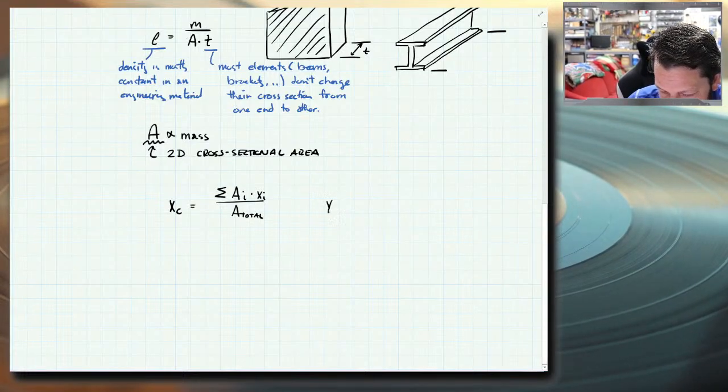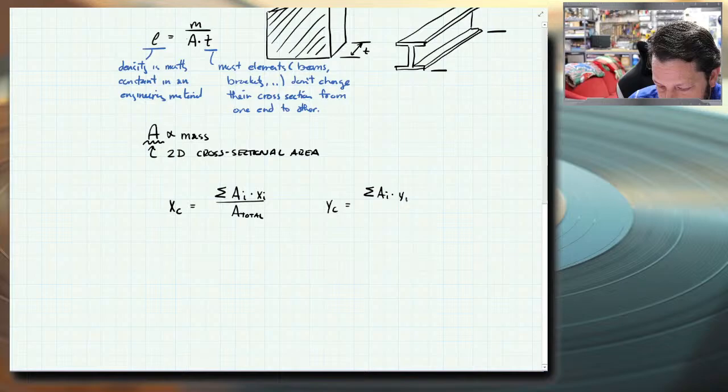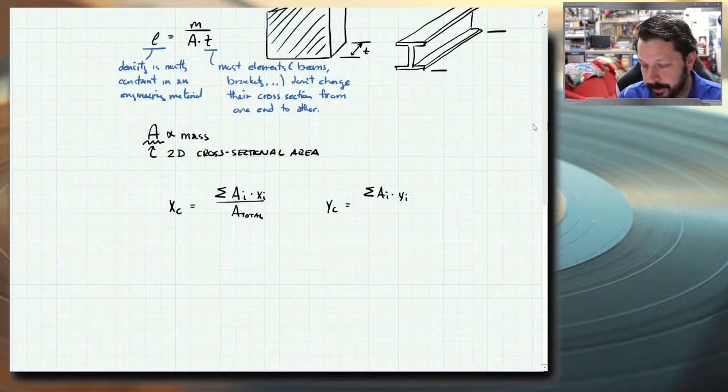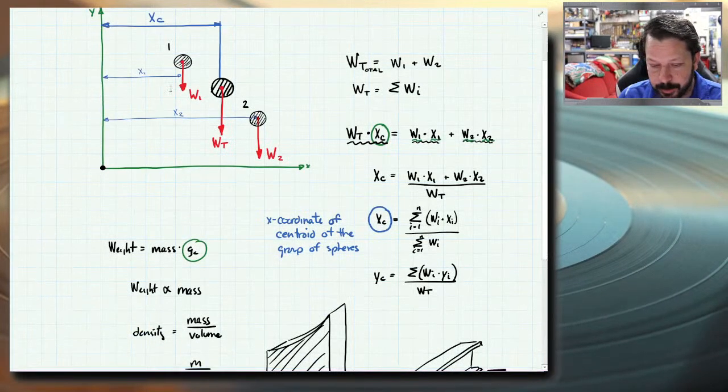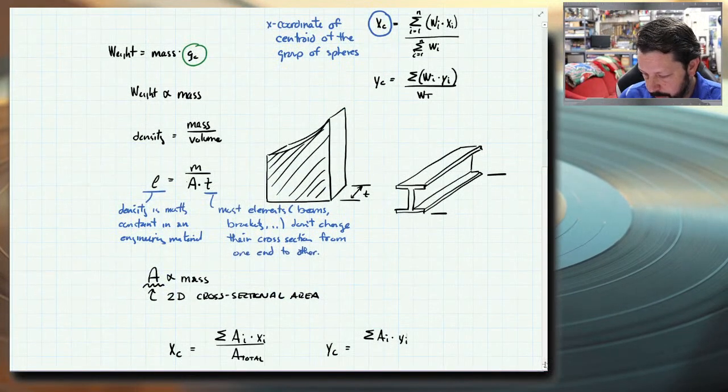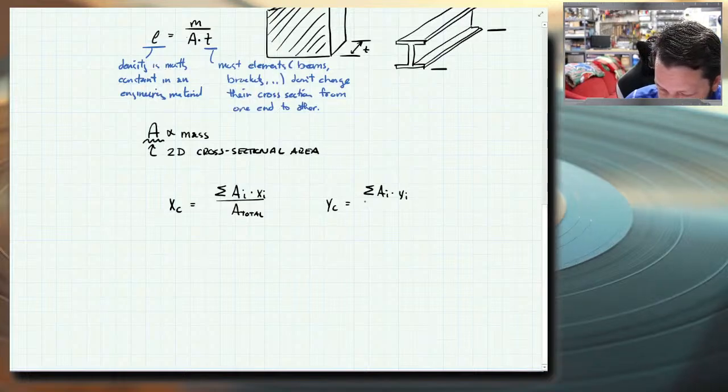And y sub c, same way, would be the summation of A_i times y_i, where y_i is the individual distance from the x-axis, in this case the reference axis, in the y direction to whatever this area is that I'm talking about. And so in my first example, the areas were all these little circles. We do need to divide by the total area.